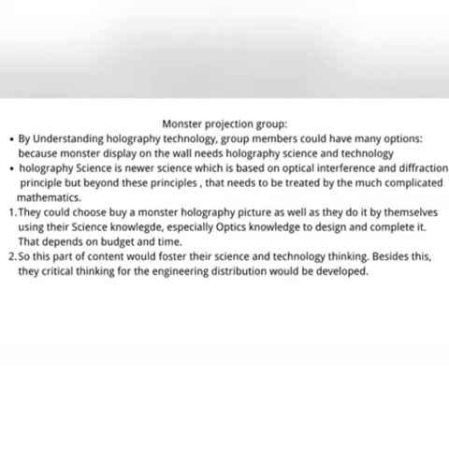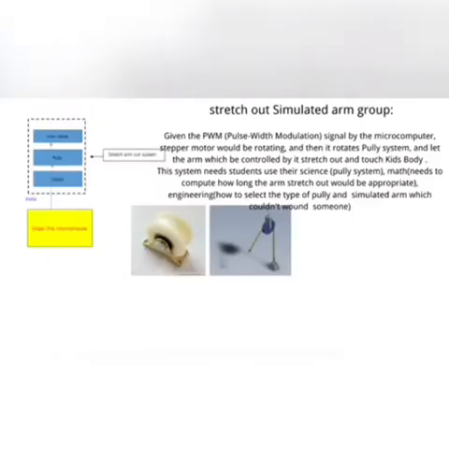Holography science is based on optical interference and diffraction principles, but beyond these principles, it needs to be treated with much more complicated mathematics. They could choose to buy a monster holography picture, or do it themselves using their science and technology, especially optics knowledge, to design and complete it. That depends on budget and time. So this part of the content would foster their science and technology thinking. Besides this, their critical thinking for the engineering design would be developed.